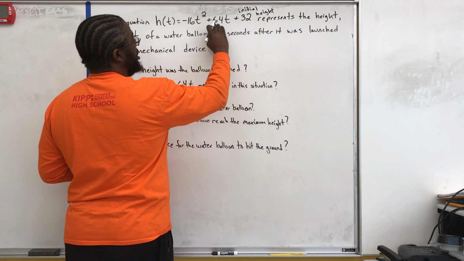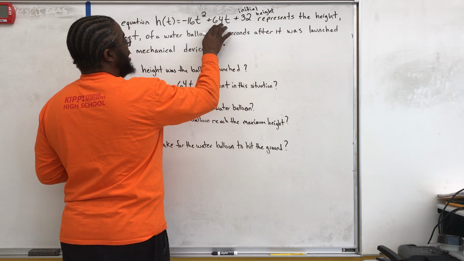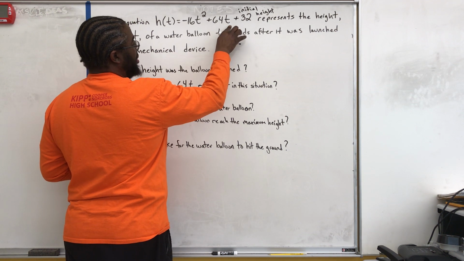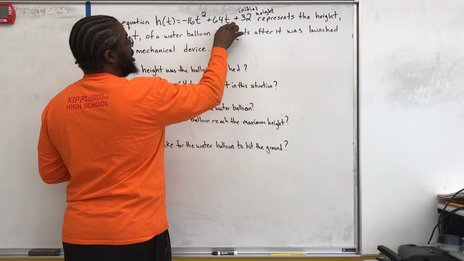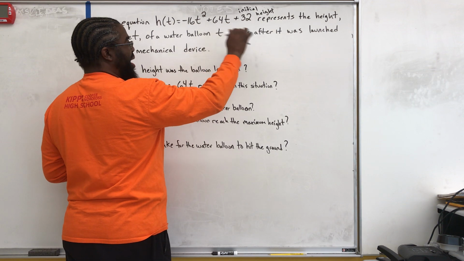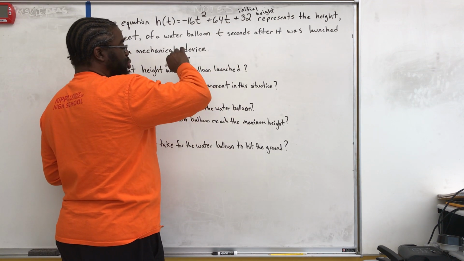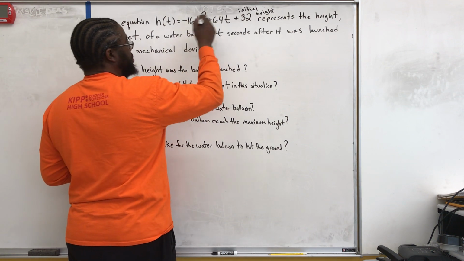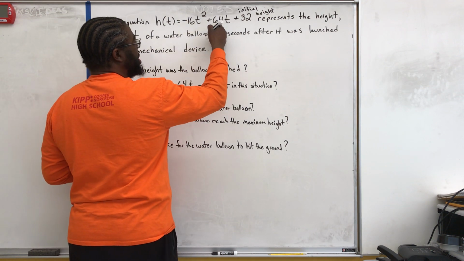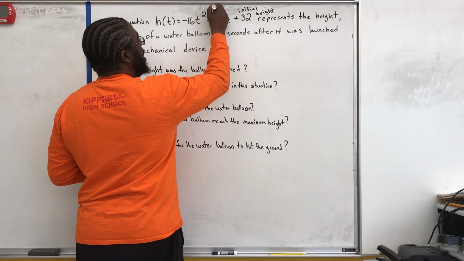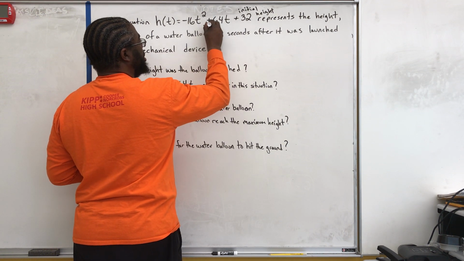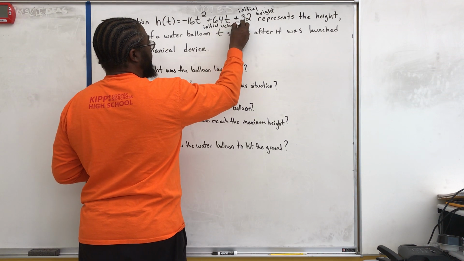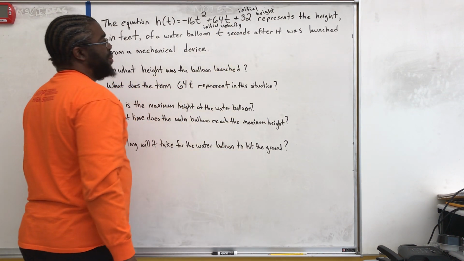This number in here tells me how much I travel, right, in feet per second, right? So this is the speed at which that ball or that balloon is launched from whatever device it was launched from, cannon or whatever. So this is my initial speed. So I'm going to say initial velocity. That's my initial speed. I'm going to put that there.